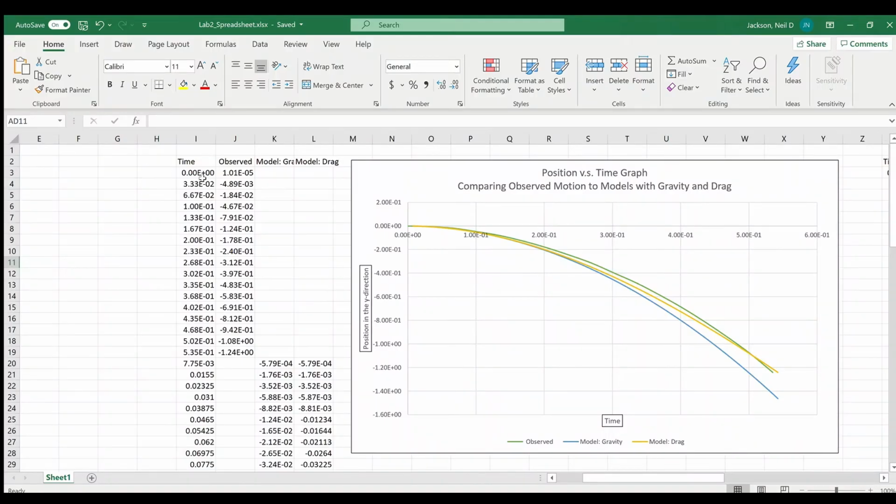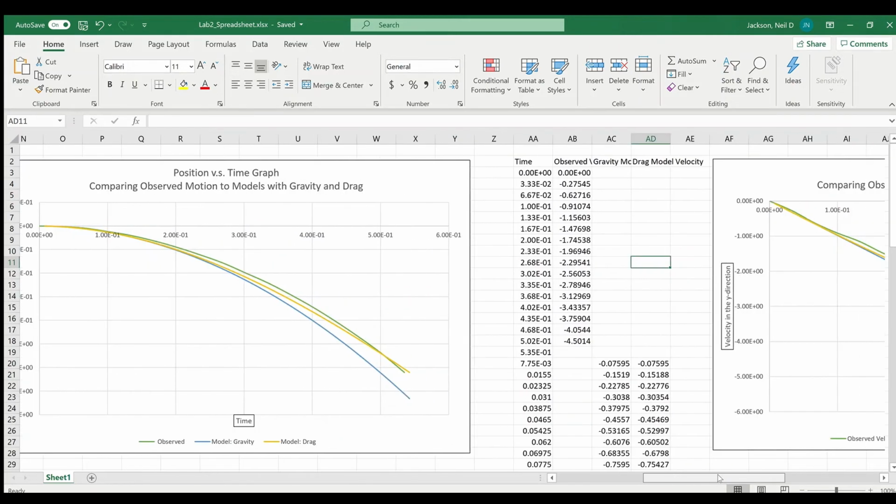Once I got my 3 sets of data, I put them in an Excel spreadsheet and made this graph. As you can see, with the blue and green lines, there is a big difference between the final position. That's because the blue model did not account for drag, it only accounted for gravity. So when I introduced a drag force into my second computational model, I got this yellow line, which correlates much nicer with the green line.